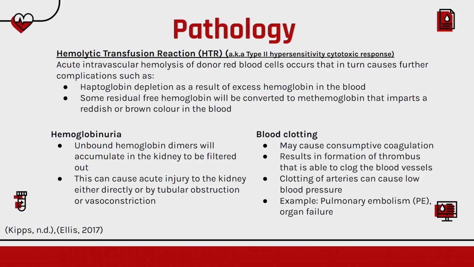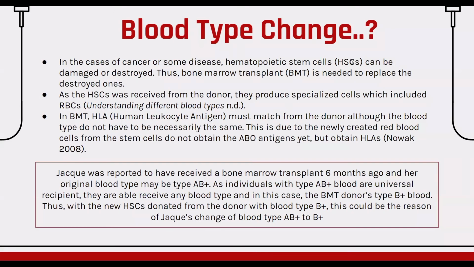And next, it can also cause blood clotting, where the activation of cascades of the immune system in your body can cause consumptive coagulation, and this results in the formation of a thrombus that can clot arteries and produce low blood pressure. And this can lead to many other conditions such as multiple organ failure whenever it clogs up a specific artery that leads to an organ, and even pulmonary embolism, which is why the patient might be suffering from difficulty of breathing. And blood type change.